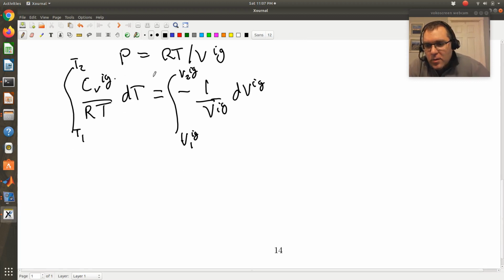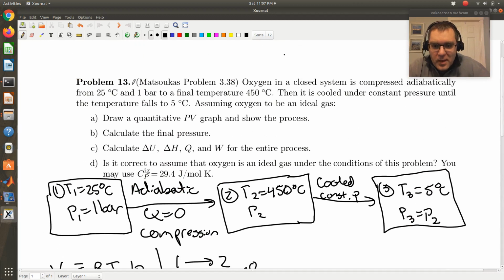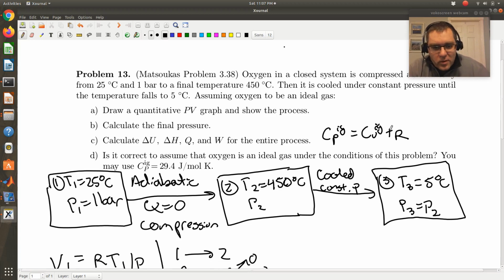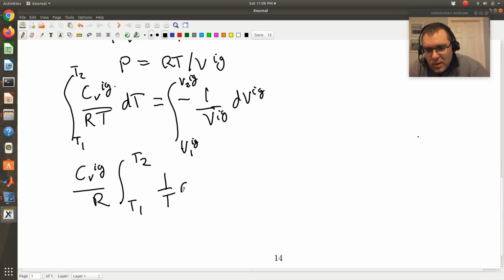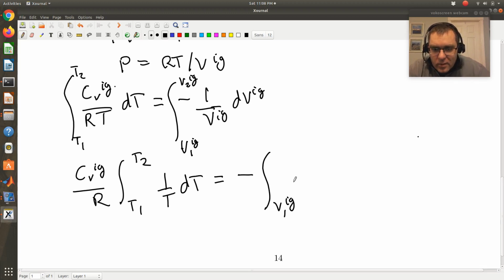If we do that, we're told that CP is constant. So we're given a value of CP. But remember for an ideal gas, CP ideal gas is just CV ideal gas plus R. So if we know CP, we know CV, and CV is also constant. R is constant, CV is constant, so I'm going to bring that out of the integral. I'm going to write this as CV ideal gas over R, integral from T1 to T2 of 1 over T dT, is equal to negative integral from V1 ideal gas to V2 ideal gas of 1 over V ideal gas dV ideal gas.